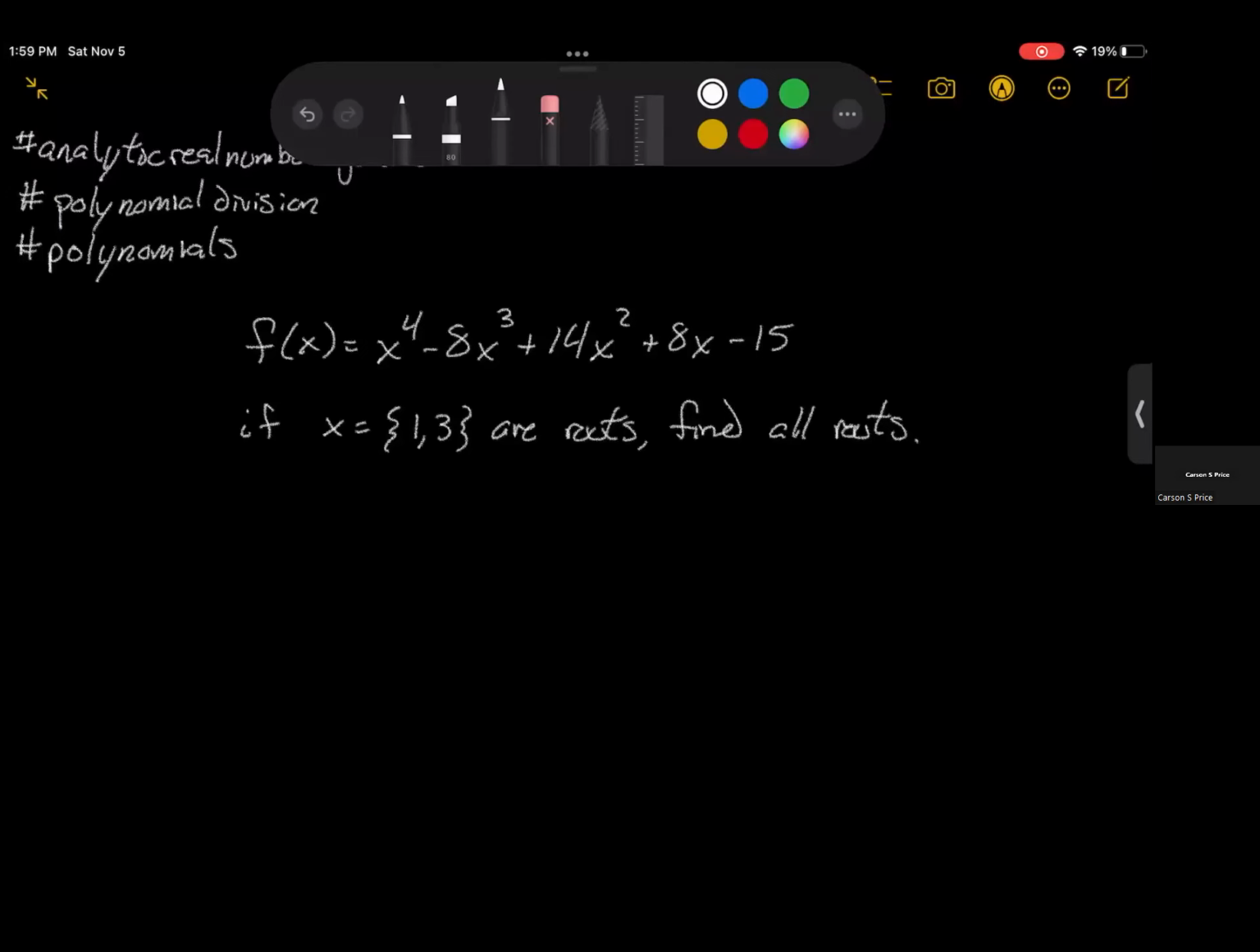All right, I have a fourth degree polynomial, and I am charged with finding all of the roots given that I know two of them, right? I know that x is equal to 1 is going to make that 0, and I know that when x is equal to 3, my function will return a 0. But let's just check to make sure that we didn't copy down the problem wrong. Let's evaluate this function at 1.